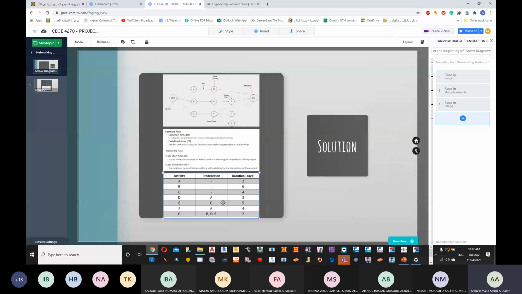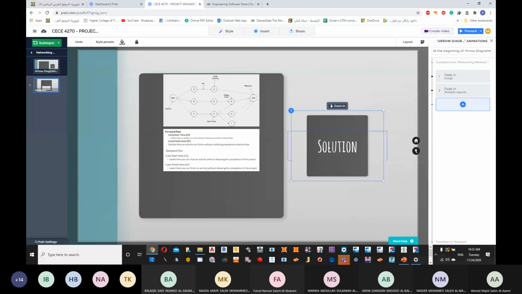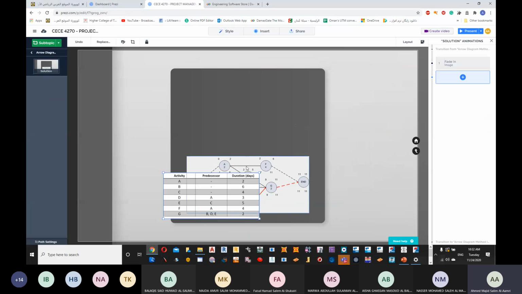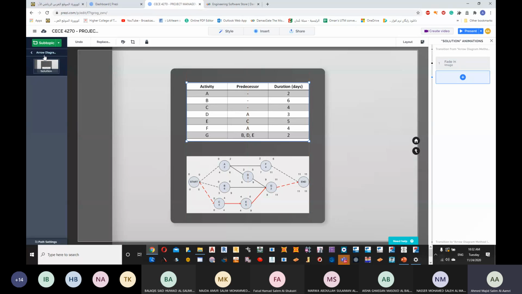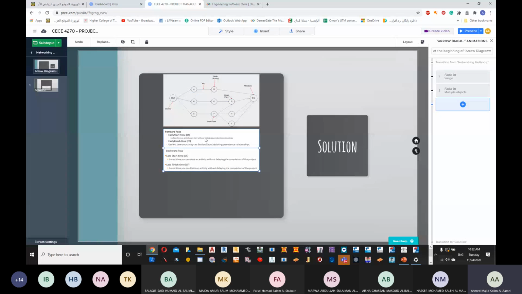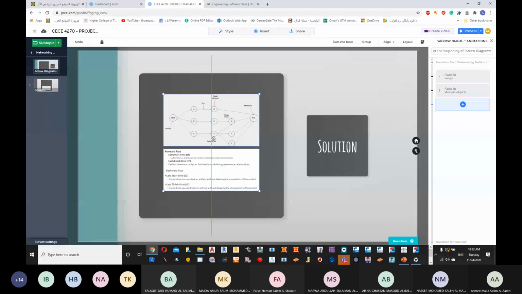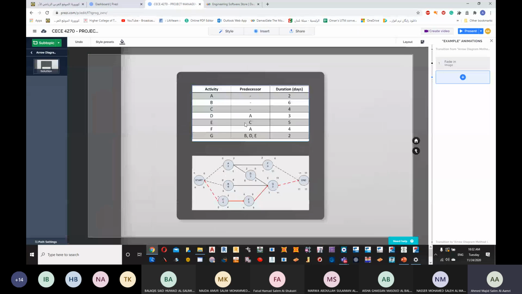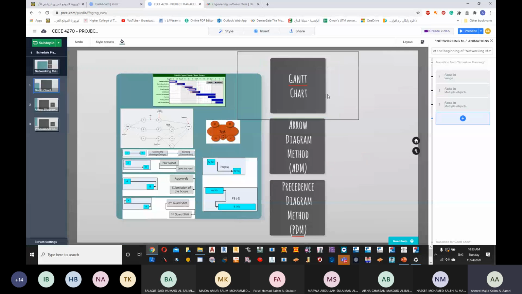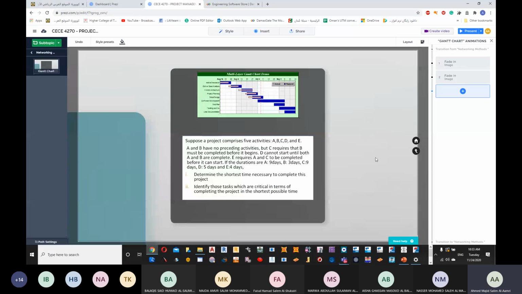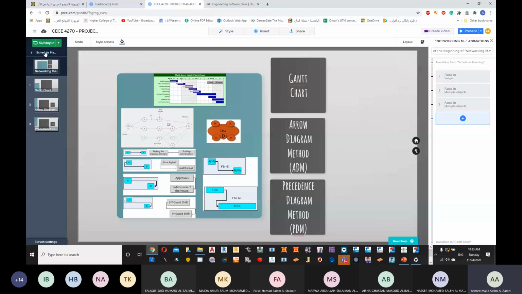Now, if you go and open your Breezy, you'll find your problem and your solution. Okay, so you can see the question and the solution. And I'll try to do the same for the Gantt chart. For the Gantt chart, I have given you only the problem. I'll try to attach the solution to it.